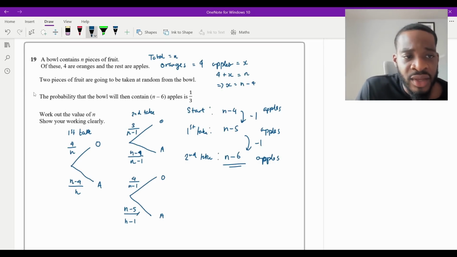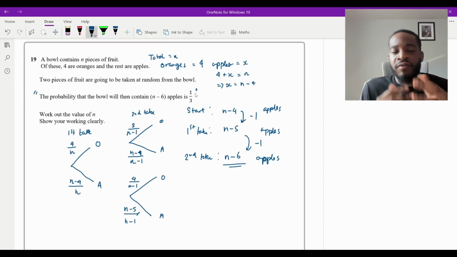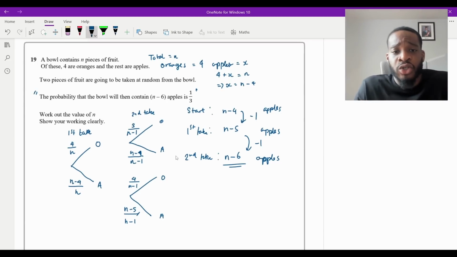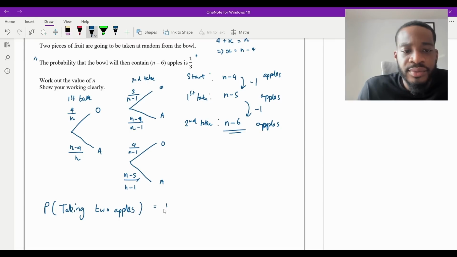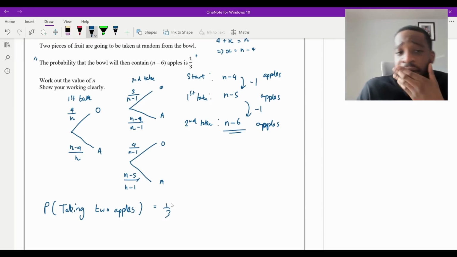So this sentence here is just a fancy way of saying that you're taking 2 apples, right? But they've kind of made it a bit trickier to dissect, right? They're just trying to trip you up. But essentially it's just saying that you're just taking 2 apples, right? So what I'm going to say then is that, well, that sentence that looked a bit fancy is just the same as saying that the probability of taking 2 apples is just equal to a third. So what do I do from here?